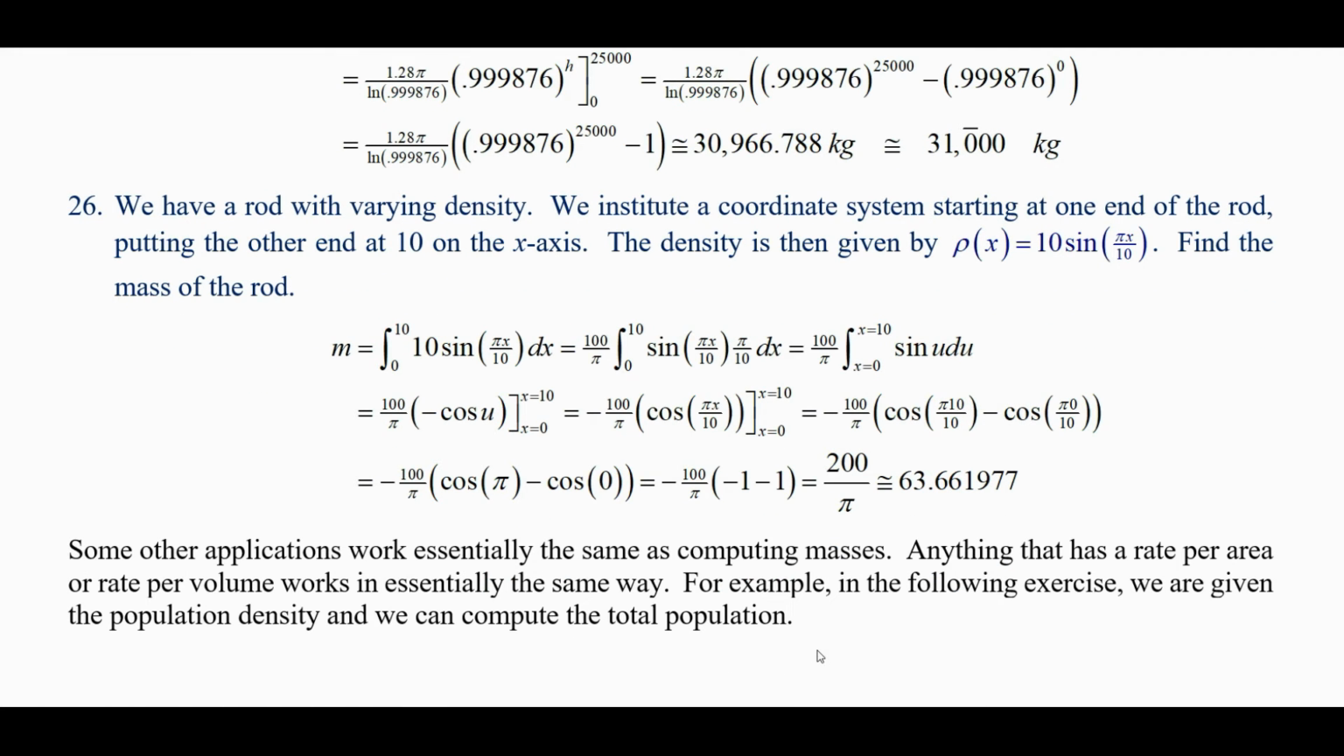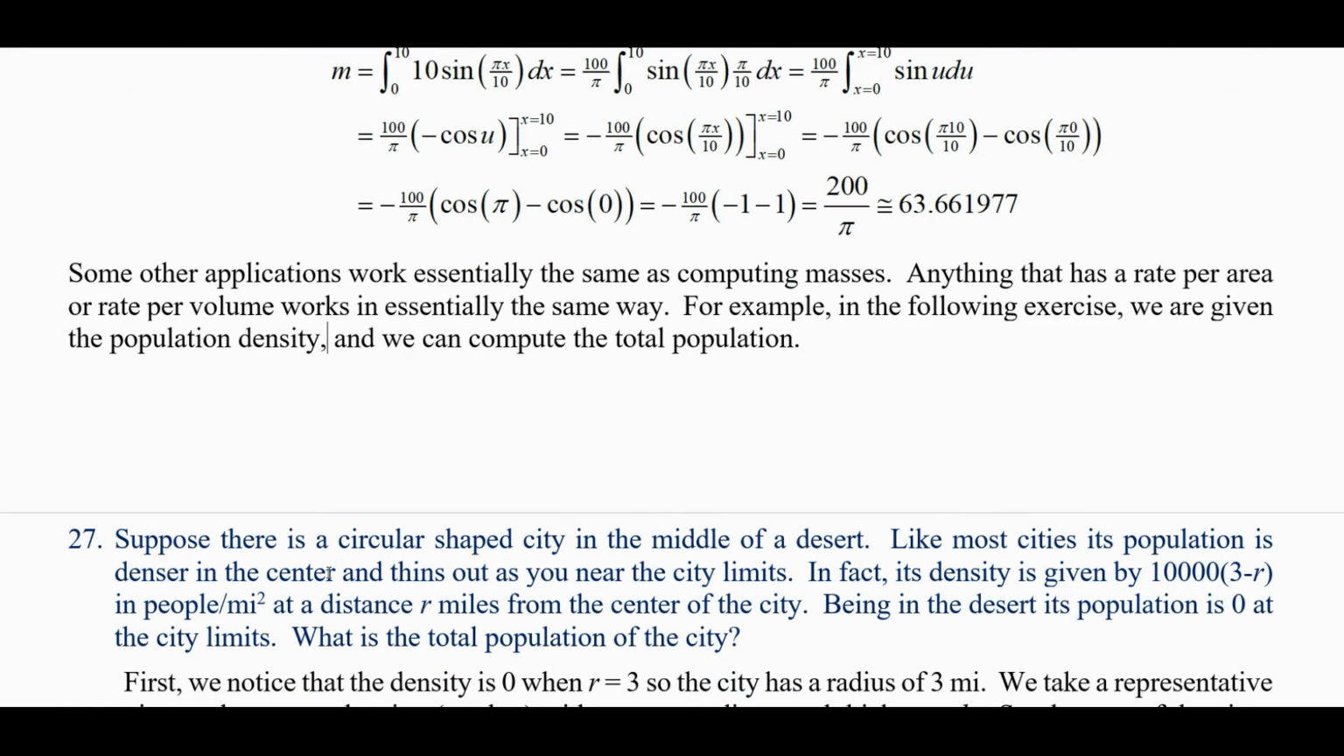Now, some other applications work essentially the same as computing masses. Anything that has a rate per area or a rate per volume or even a rate per length works essentially the same way. For example, in the following exercise, we're given the population density, and we can compute from that the total population. Suppose there's a circular shaped city in the middle of a desert. Like most cities, its population is denser in the center and thins out as you near the city limits. In fact, let's assume its density is given by 10,000 times 3 minus r people per square mile at a distance r miles from the center of the city.